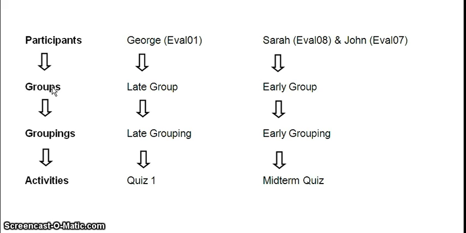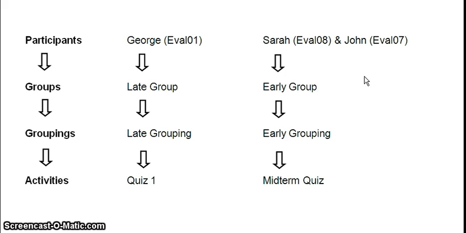But we just do a straight line thing, and here are the two things that we're going to do. George wants to take the quiz late, so we're going to put him in the late group. We're going to create a grouping called late grouping and associate late grouping with quiz 1, and then set the dates for quiz 1 for those late dates that George can see, and only George will be able to see that quiz on those dates.